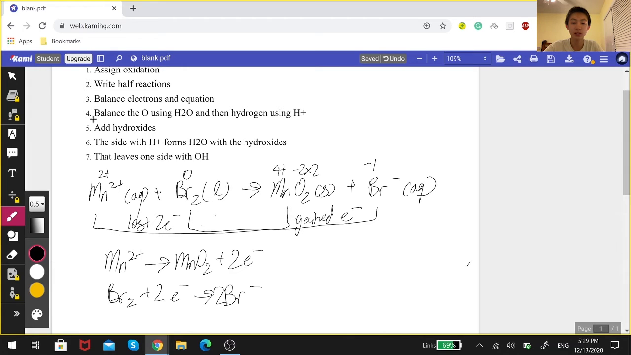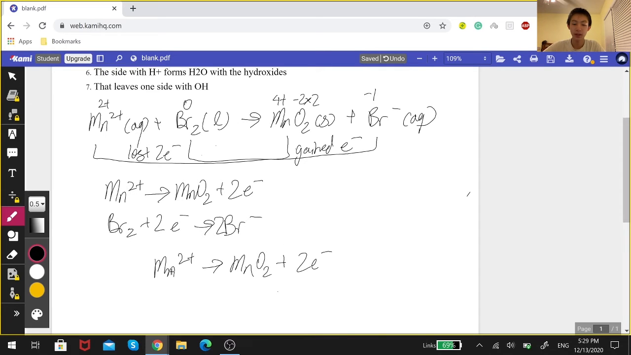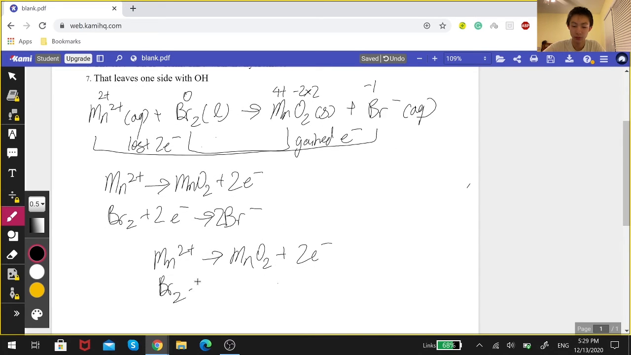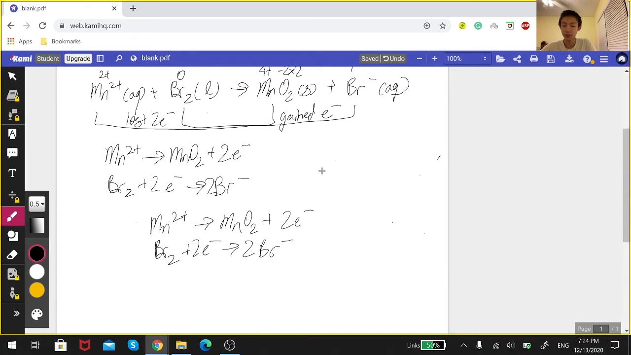So, step 1, step 2, step 3, step 4: balance H and O. First, Mn2+ yields MnO2 plus 2 electrons. And then Br2 plus 2 electrons yields 2 Br minus. First, we're going to do this exactly like what we did in acids, and that is to balance out the oxygen. Since this side has 2 O's, we're going to add 2 H2O on the opposite side. And then to neutralize these H's, we're going to add 4 H plus on this side.